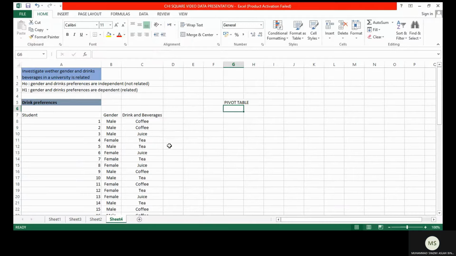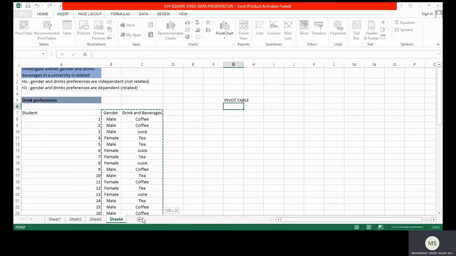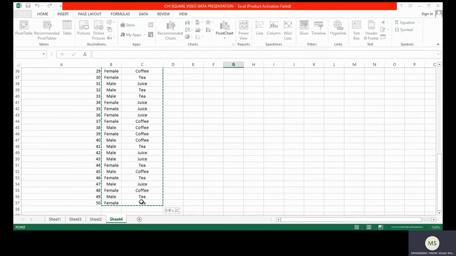Okay. Now we go to the pivot table. First, go to insert and click pivot table. The data that we use in the pivot table is gender and drink and beverage.